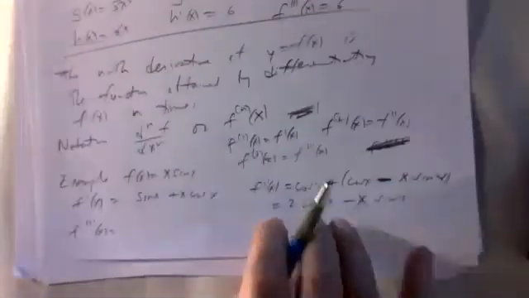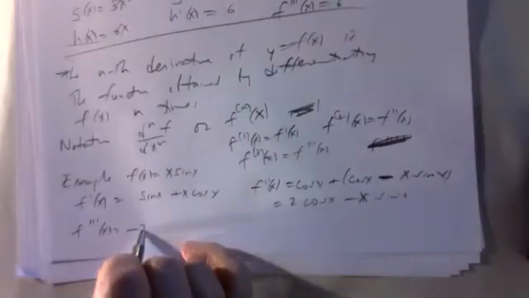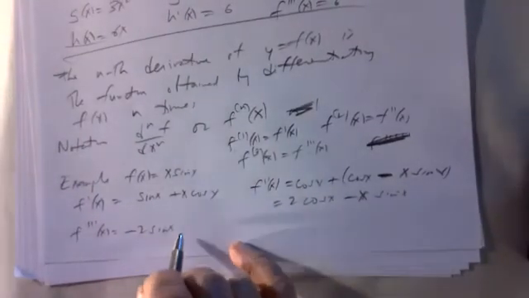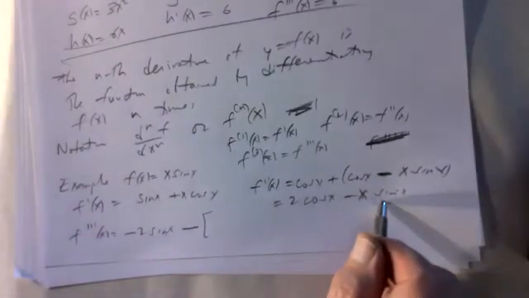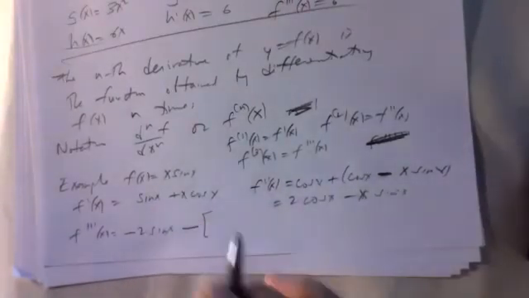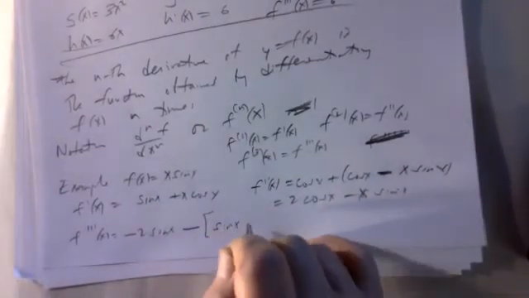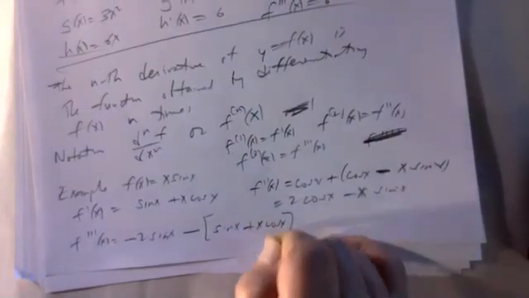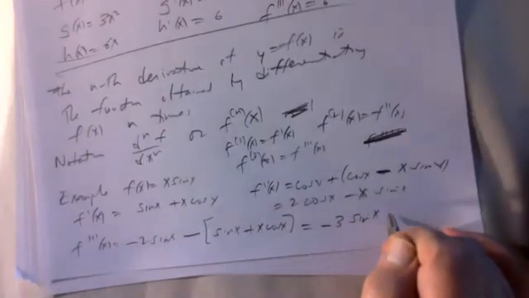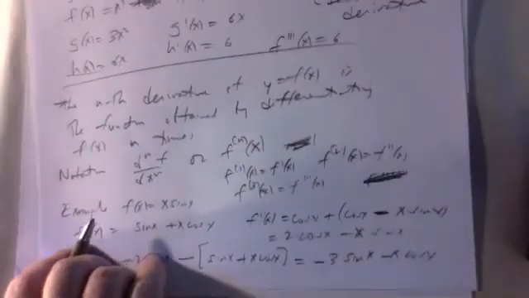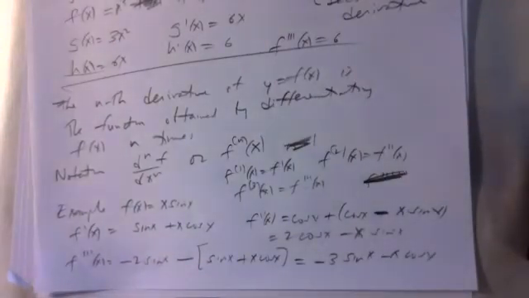The third derivative, you differentiate again. The derivative of 2 times the cosine is minus 2 times the sine, minus the derivative of x sine x. The derivative of x sine x, well, I already did that actually. Here it is. It's sine x plus x cosine x. So this gives me minus 3 sine x minus x cosine x, and so forth. I could keep on differentiating if I want.